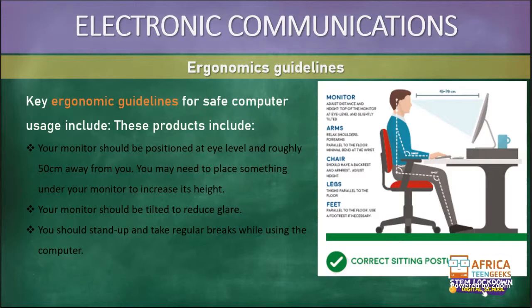And then you may need to place something under your monitor to increase its height. So if the monitor cannot be at the same level with your face, with your head, then you need to place something below so that you can raise it up. And then your monitor should be tilted to reduce glare. There is a problem there. So if it's not tilted, you are bound to have eyesight problem. So it has to be tilted so that it reduces glare, right? If you are doing physical science, you will see what happens to the rays of light, how they travel, and yeah. Right, then the last one, you should stand up and take regular breaks while using the computer.